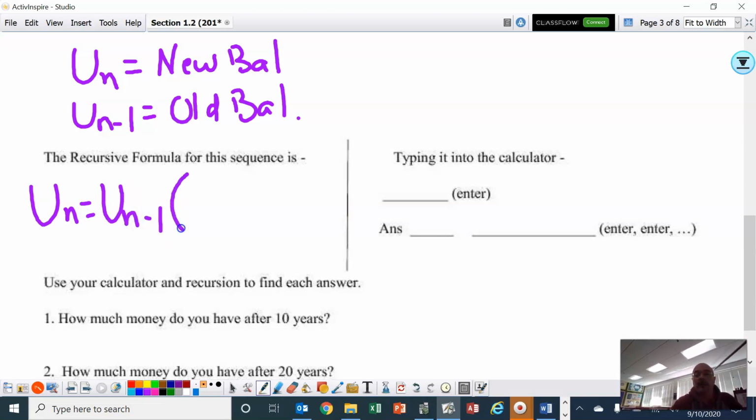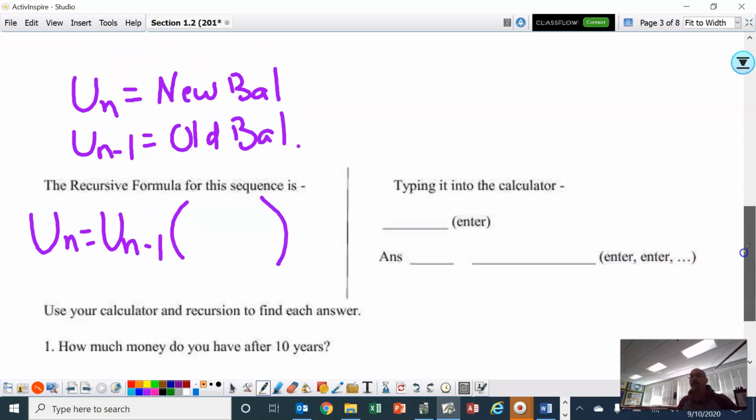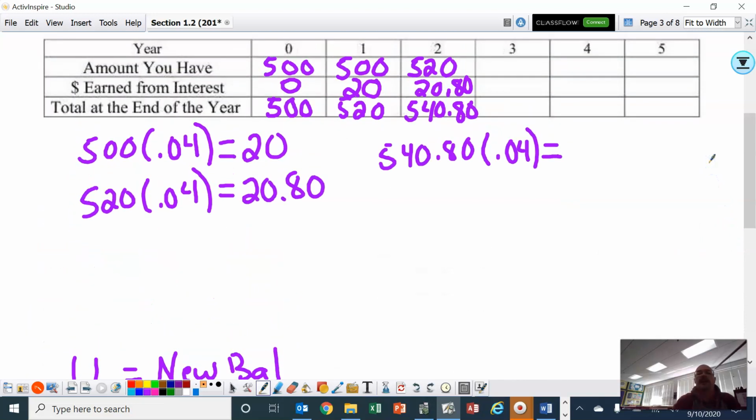Now, we're multiplying, so times. Now, what goes inside? Okay, well, when we looked at this, we were multiplying by 0.04, right? When we multiply by that decimal, that's going to tell us how much money we earned. But it doesn't tell us how much money is in the account. See, right here, ladies and gentlemen, that's how much money you have in your account after the money has been added in.